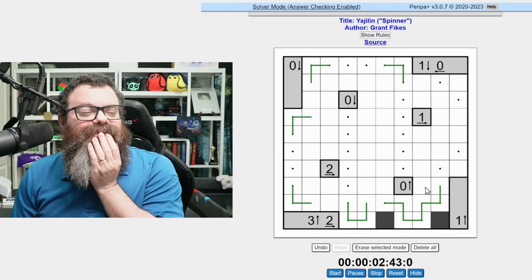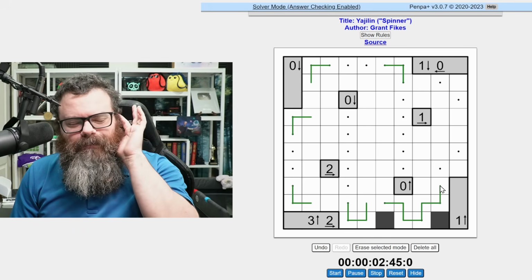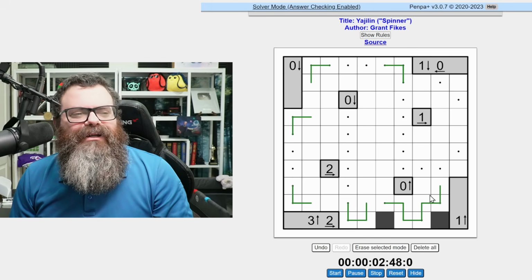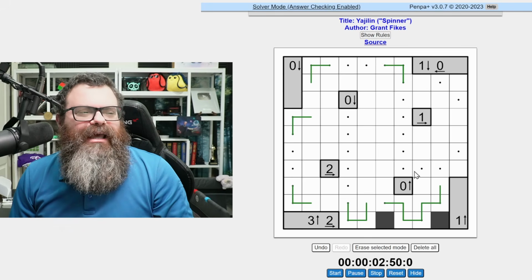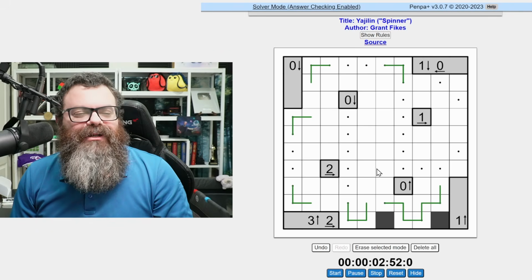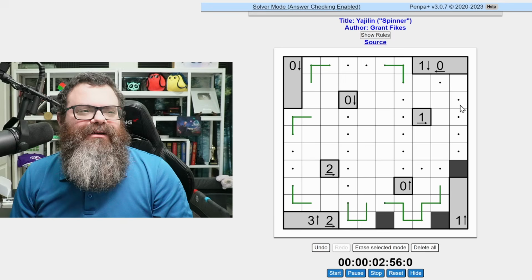Oh, this is a potential corner right here. So that one has to be on the loop. And now this 2 is interesting because only one of these two can be in. So this is the other one. And that's the only one for this column. And now this one shades that one. Okay, nice cascade. So this is a corner.